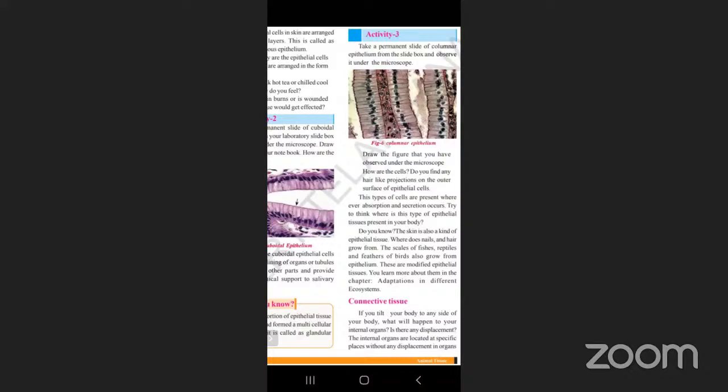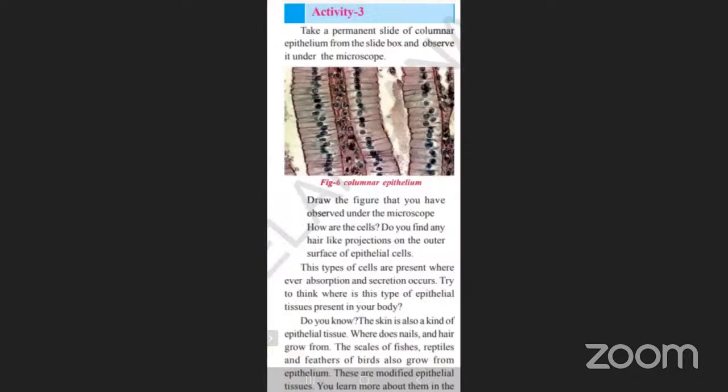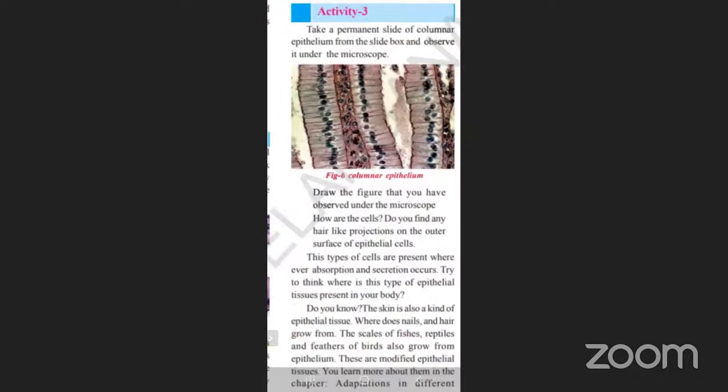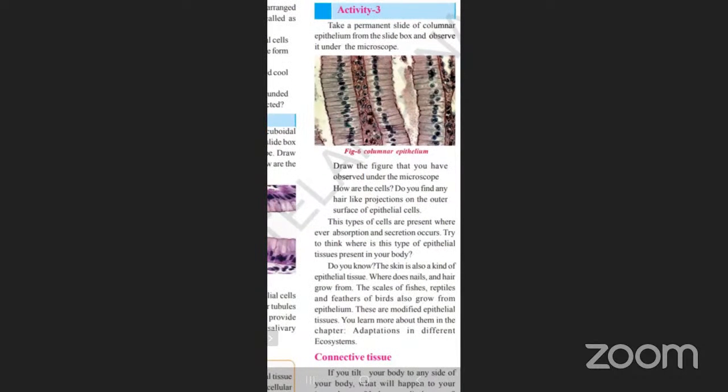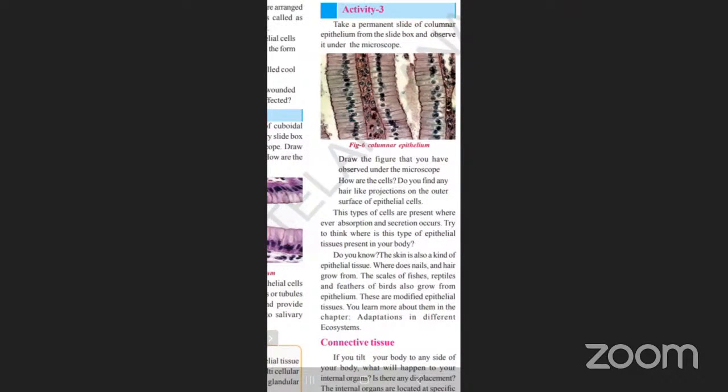Now we are in epithelial tissue. Second one, columnar epithelial tissue. It looks like columns, that's why it is called columnar epithelial tissue. So here, activity 3: let us observe columnar epithelial tissue. There is no need to prepare a slide, because we already have permanent slides. You have to collect one slide from the permanent slide box and observe it under the microscope.